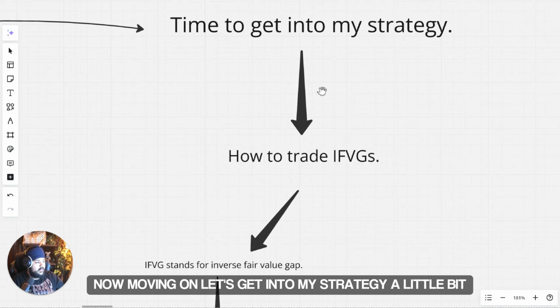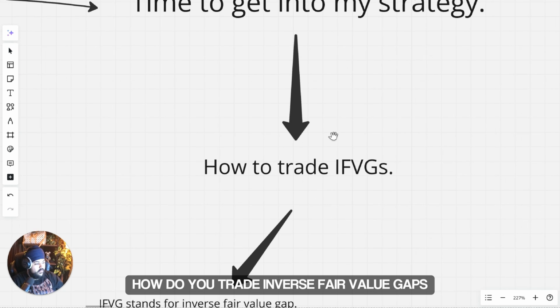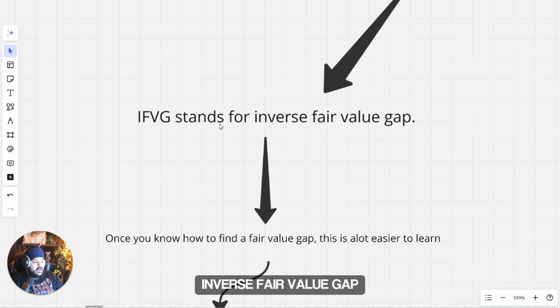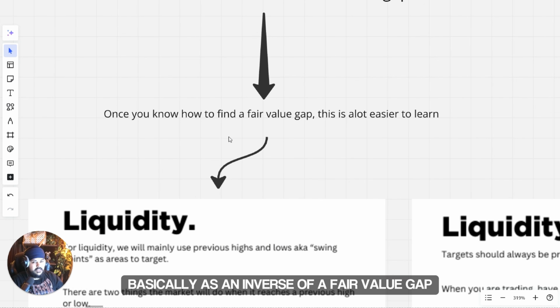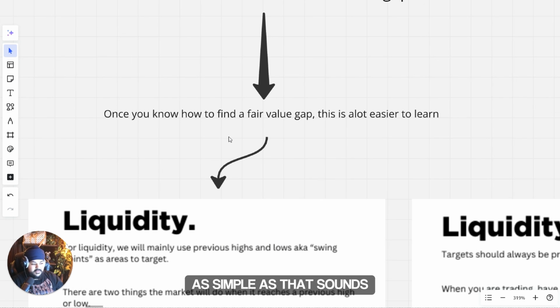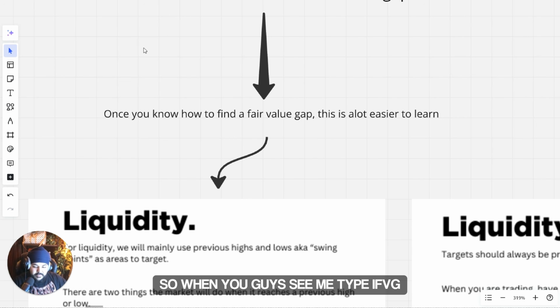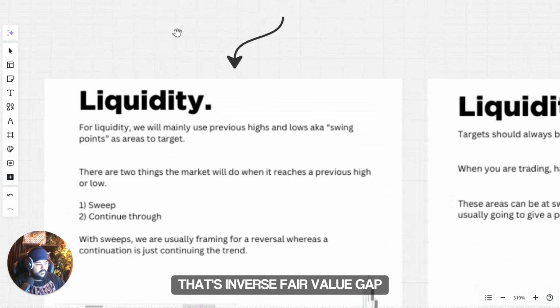Now moving on, let's get into my strategy a little bit. How do you trade inverse fair value gaps? An inverse fair value gap is basically an inverse of a fair value gap, as simple as that sounds, but there are ways to use it. And IFVG stands for inverse fair value gap, so when you see me type IFVG, that's inverse fair value gap.